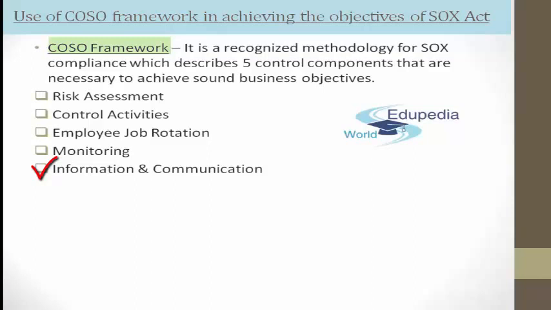Be it risk assessment, be it control activity, be it employee job rotation, be it monitoring, or be it information or communication, that framework is going to achieve the objective of the SOX Act.